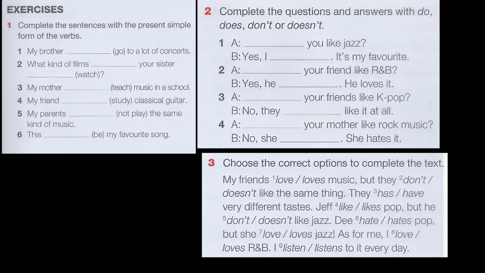Now try to do 3 exercises. Exercise number 1. Complete the sentences with the present simple form of the verbs. Here is an interesting task. Next task is complete the questions and answers with do, does, don't, or doesn't. And the following task, number 3, choose the correct options to complete the text. Try to do these exercises yourself, then listen to me doing them and you can check yourself. Let's go!